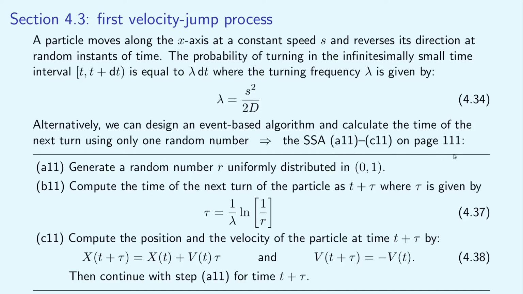The time of the next turn of the particle is calculated as t plus tau, where tau is an exponentially distributed random number which can be obtained from the uniformly distributed random number r by using this formula. The same formula has been previously used in the Gillespie algorithm. Once we know the time of the next turn, we know that the velocity will not change until time t plus tau. So we can update the position until that time, and we change the sign of the velocity at time t plus tau.